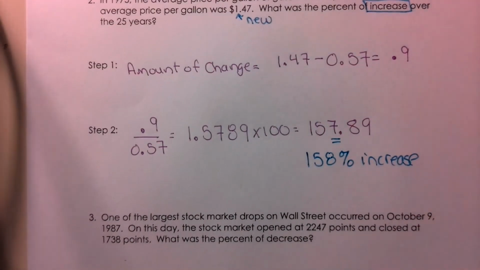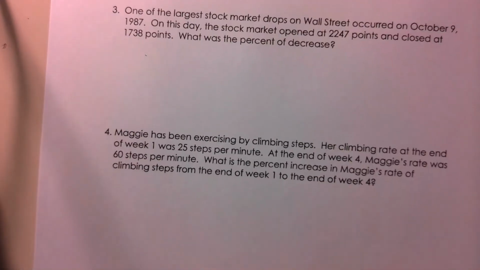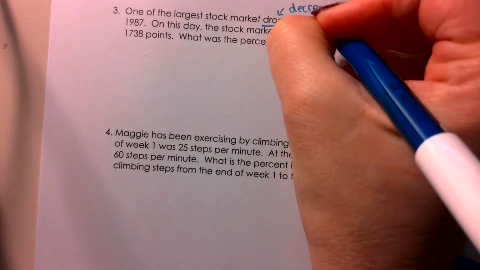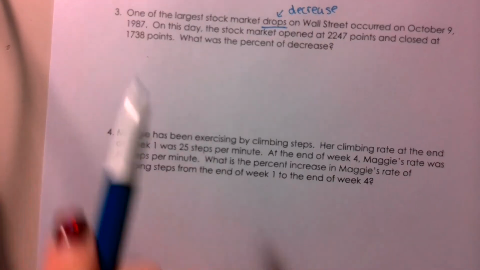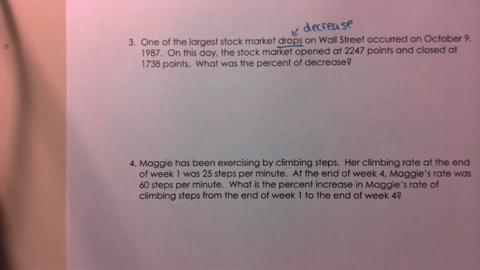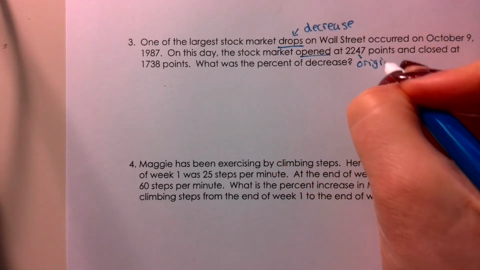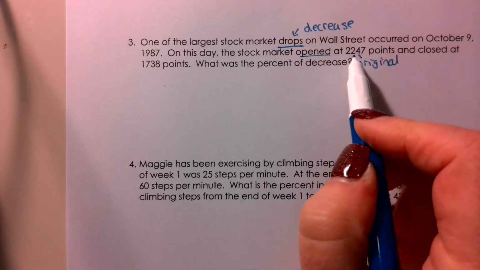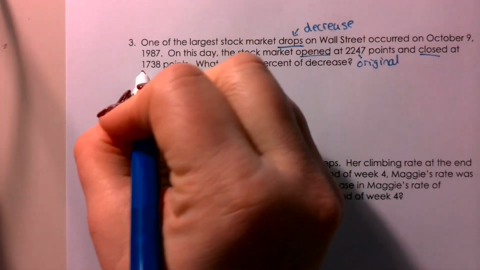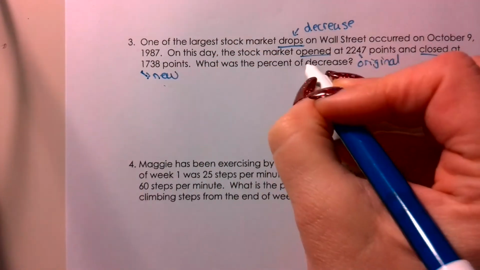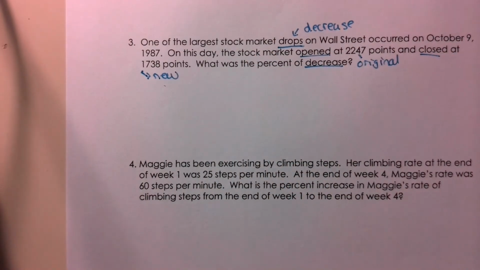Let's look at number 3. One of the largest stock market drops, so drops is going to be a decrease, right? On Wall Street occurred on October 9th, 1987. On this day, the stock market opened, so it opened, there's my original, at 2,247 points and closed at 1,738. There's my new amount. What was the percent of decrease? So I should have a negative number because I am decreasing right now.